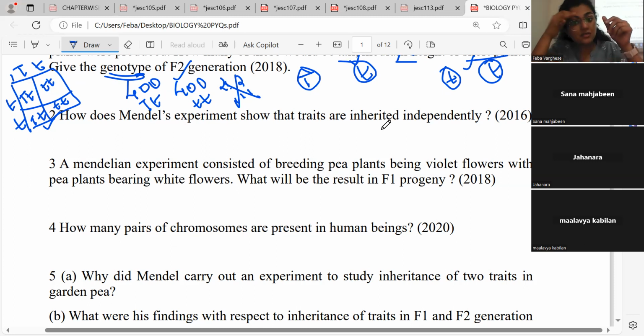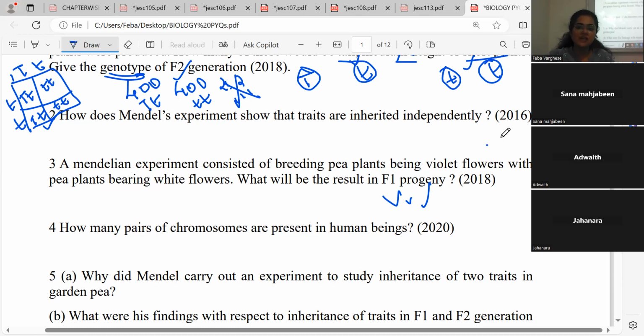A Mendelian experiment consisted of breeding plants with violet flowers with pea plants with white flowers. What will be the result in the F1 generation? No, monohybrid cross. Color of the flower is taken. Violet and white. Tell me, what will be the color of progeny in the F1 generation? Say quickly. Which of these is dominant? Is violet dominant or white dominant? Violet is dominant. So F1 progeny are going to be violet in color.